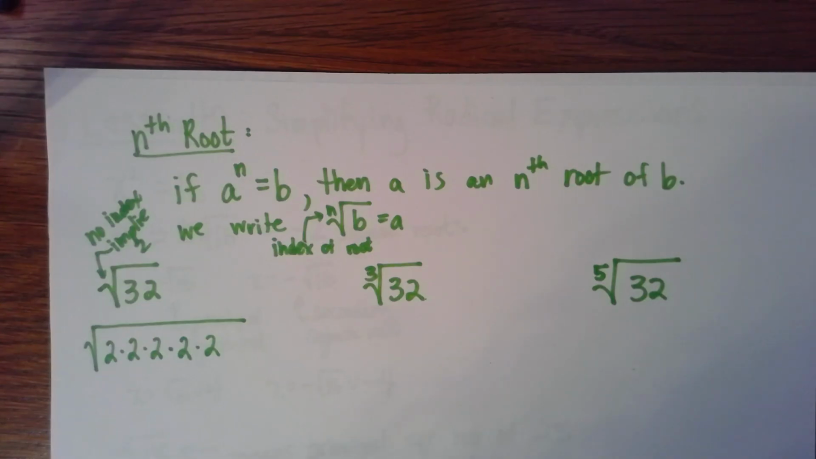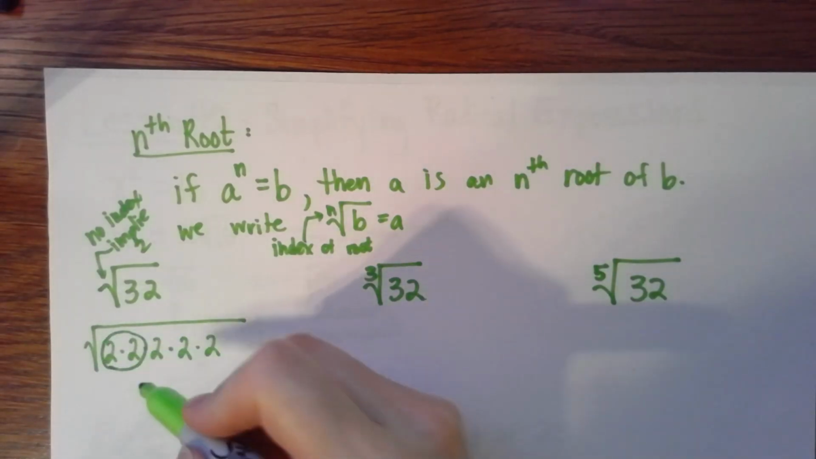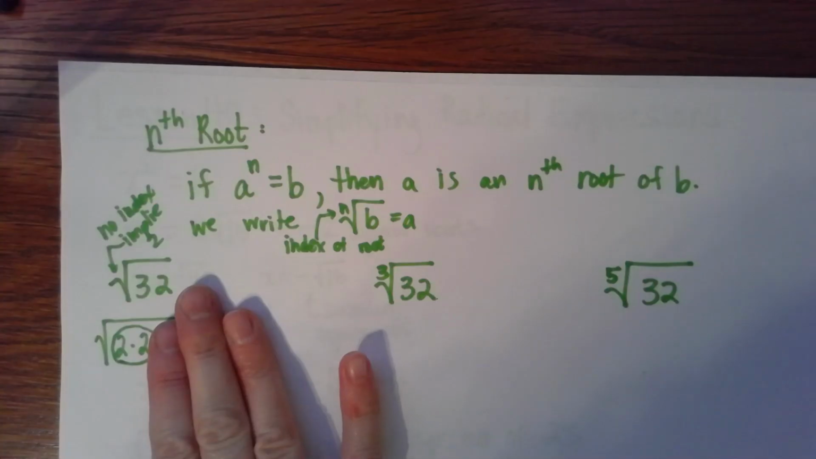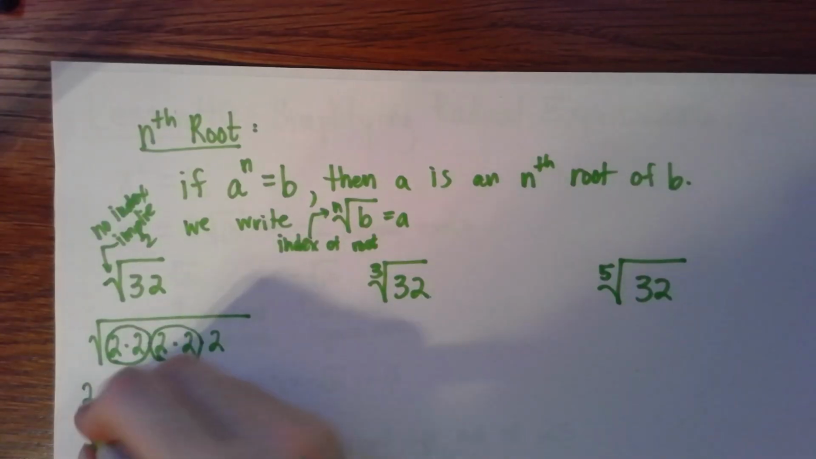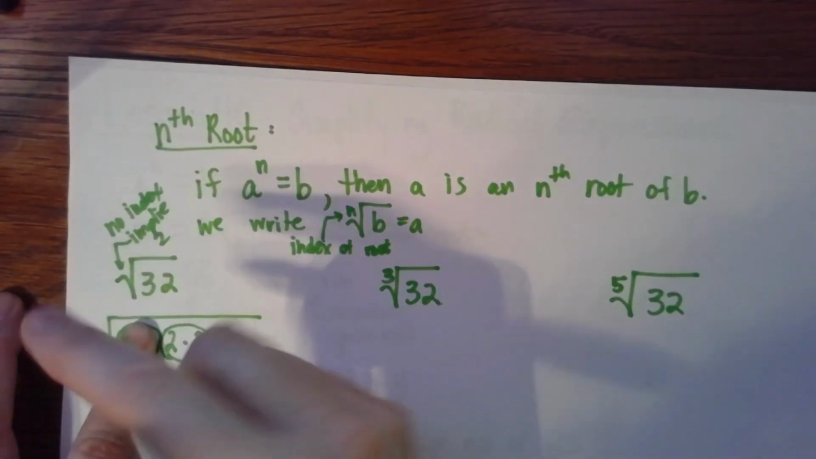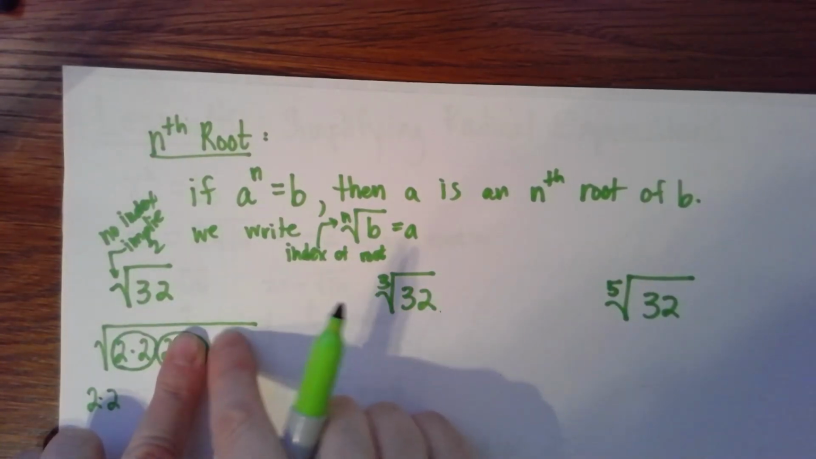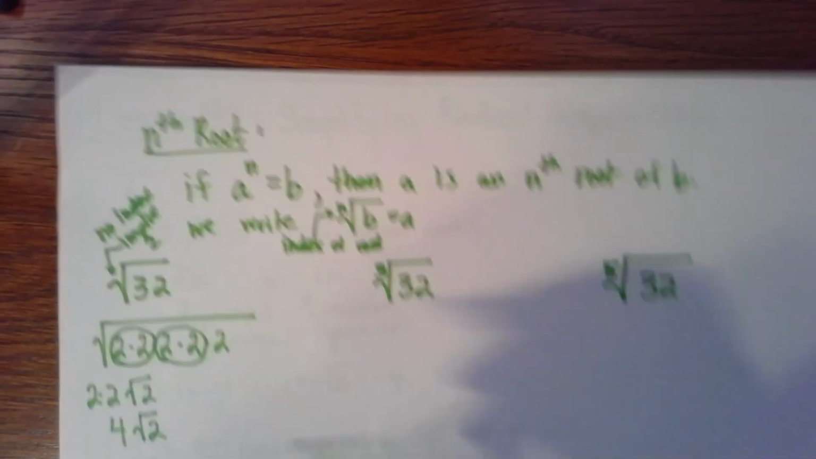And so if I want to simplify the radical, I can look for groups of 2. I see a group of 2, because I know what the square root of 4 is. It's 2. So I can pull this 2 outside. And I know what the square root of this 4 is. It's 2. So I can take that one outside. Now this one, I don't know what the square root of 2 is, so I just have to leave that one under the radical. So this would be 4 square root of 2.